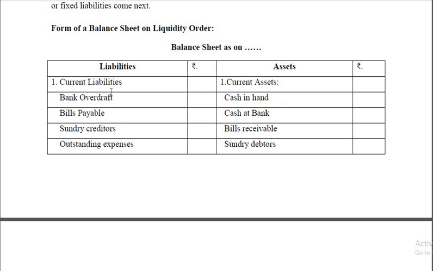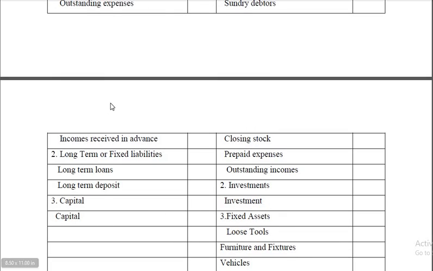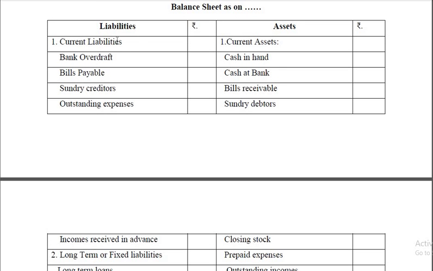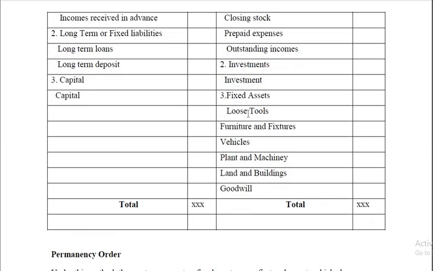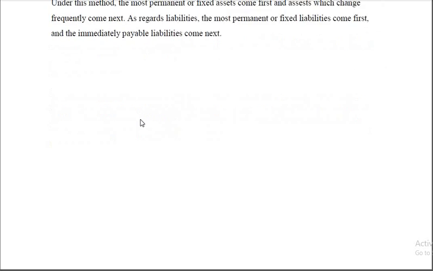And the other format is order of permanence. In that case, capital will be written first, then long-term or fixed liabilities will be written next. At the end, you will write current liabilities. There also, you follow the order of permanence first. Then as far as assets are concerned, first you write fixed assets, then you write investment, then you write current assets if you follow the order of permanence. So I have already explained this.